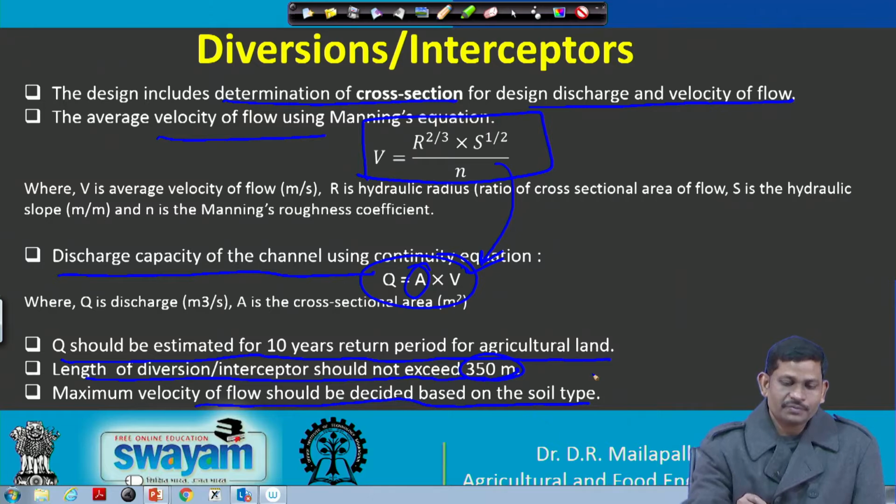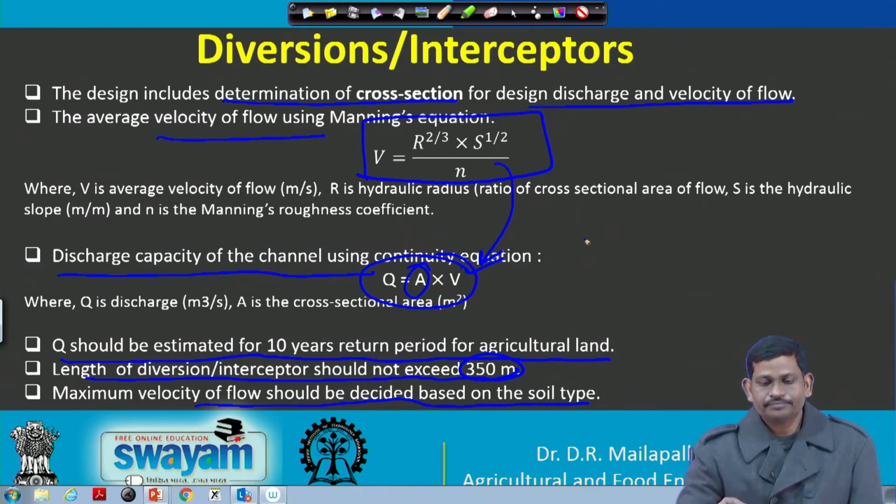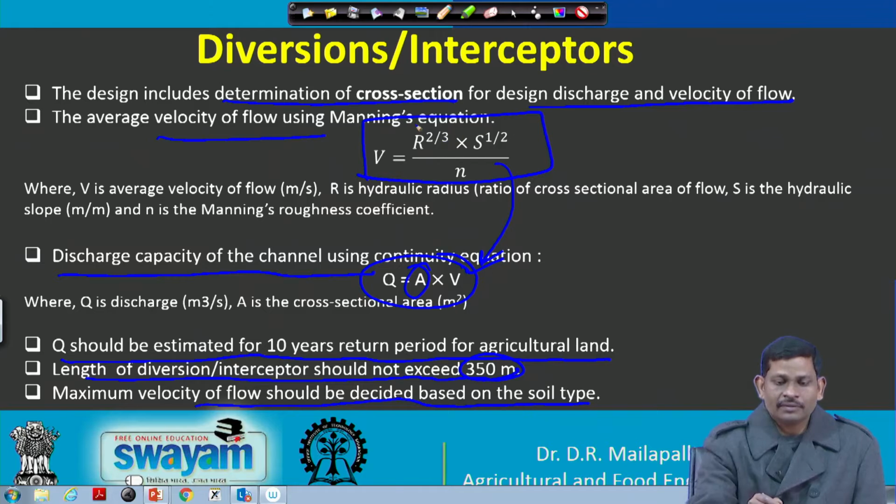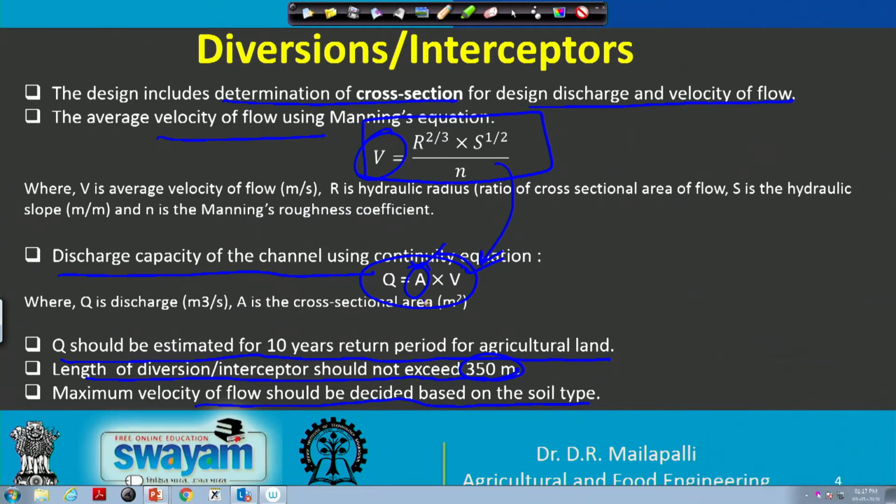First we assume a channel cross section. Using the assumed cross section and the slope, we estimate V. Knowing the channel cross section, the area is known, and plugging this in, Q is estimated for the 10-year period. The dimensions will be adjusted accordingly, and finally the dimensions will be decided.